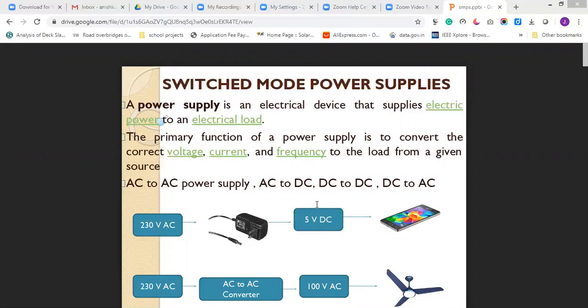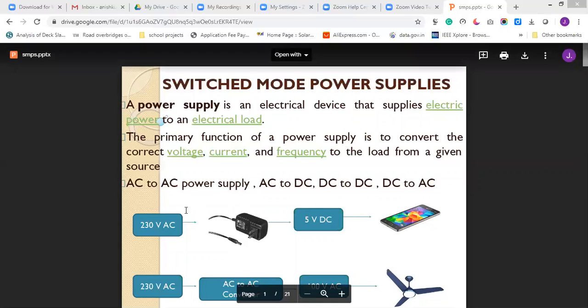Before going to explain about switch mode power supply, everyone, you have to understand what is meant by power supply. Power supply is an electrical device that supplies electrical power to an electrical load. The primary function of a power supply is to convert the correct voltage, current, and frequency to the load from a given source.